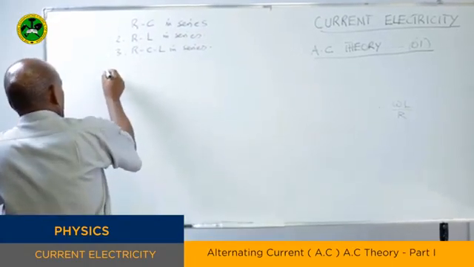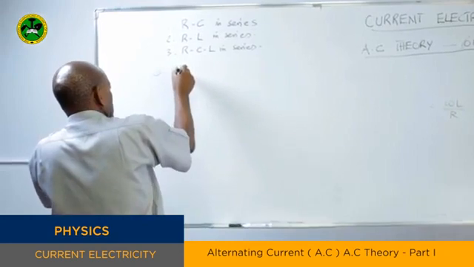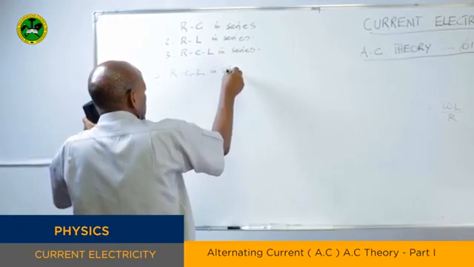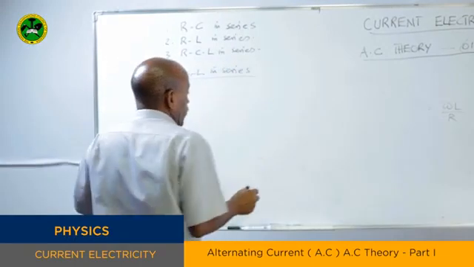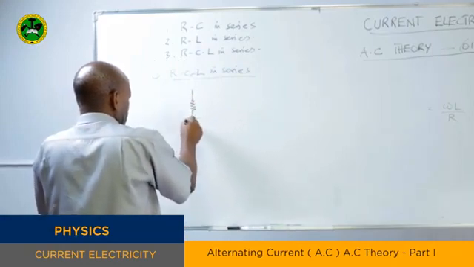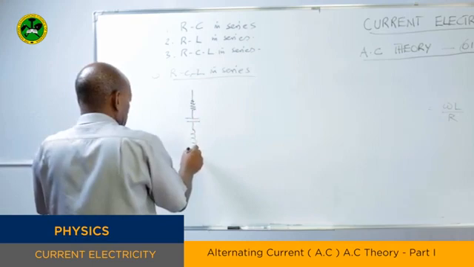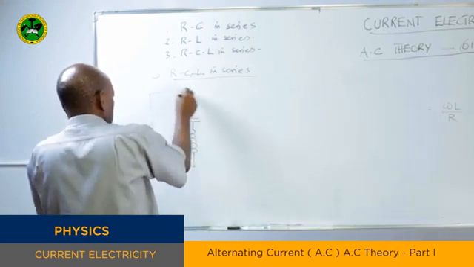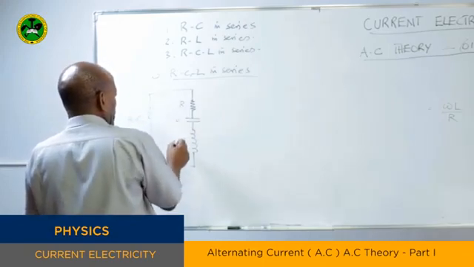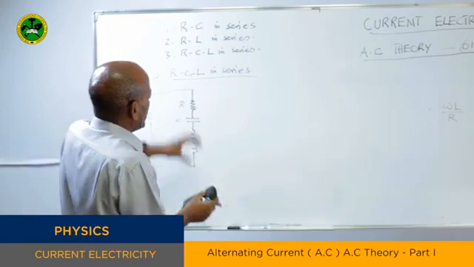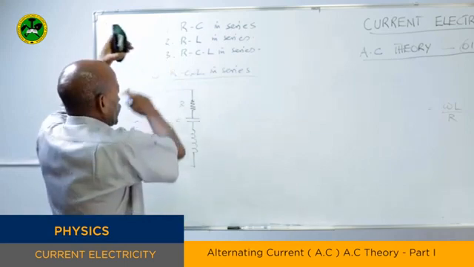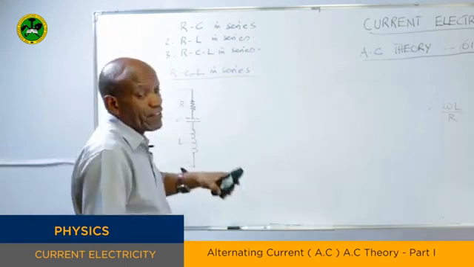So this is our third case. That is, we are going to have a resistor, capacitor, and an inductor connected in series across an AC source. So this is a resistor, a capacitor, and an inductor. We have the voltage across the resistor, the voltage across the capacitor, as well as the voltage across the inductor. So we have the total current passing through these three circuit elements.